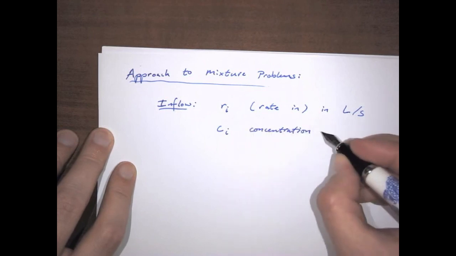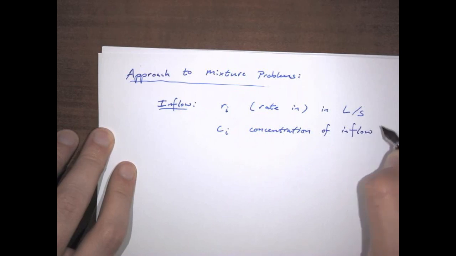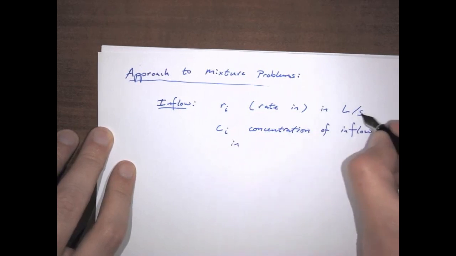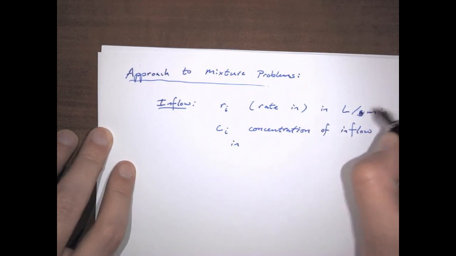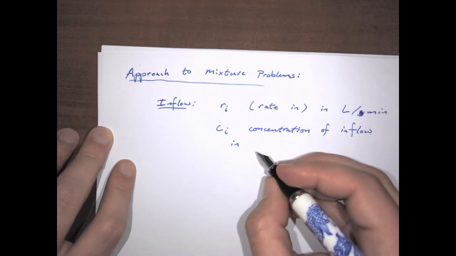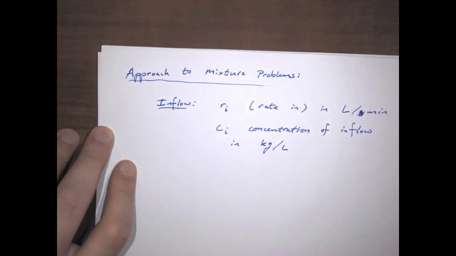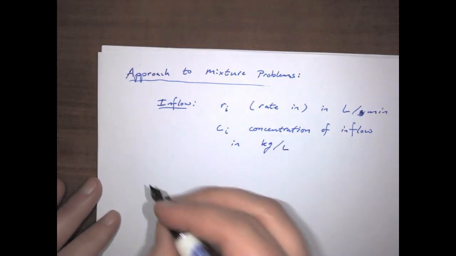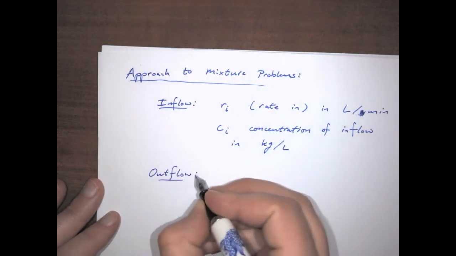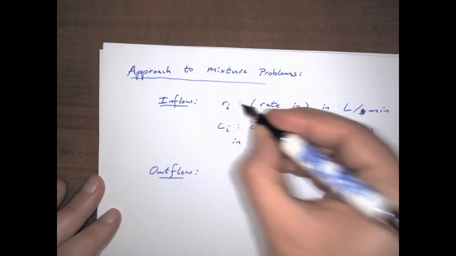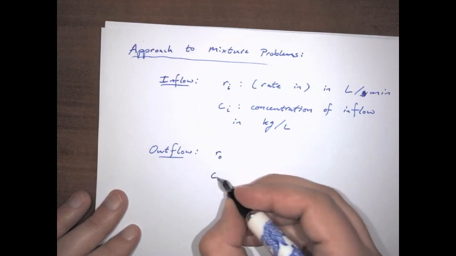Concentration of inflow. And so, actually, I guess in our example here, this is liters per minute. Then the concentration of the inflow is going to be, in this case, kilograms per liter. And then the outflow is going to be the R out and the C out.